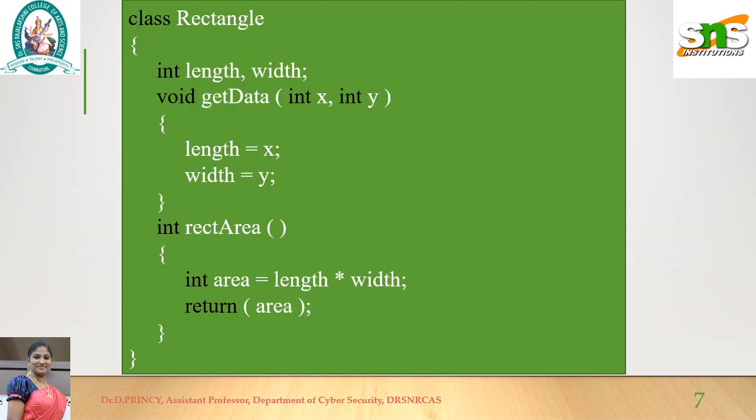This is an example of a class, defining a class with fields and methods. The class name is Rectangle and the fields are length and width. The method name is getData, which takes two arguments, integer x and integer y. Inside the method, I'm assigning the values of x and y to the variables length and width. I also have another method called rectArea, which returns an integer value. When we call the method, it returns the integer value. This method is used to find the area of the rectangle using the formula length.